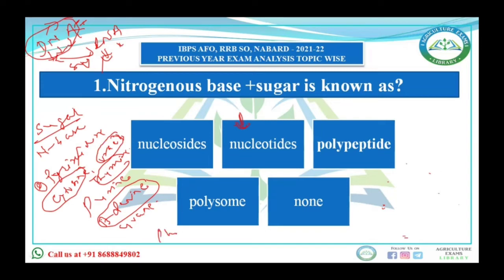When sugar joins with the nitrogenous base, they form nucleosides. When the phosphate group gets attached to the nucleosides, it forms nucleotides. But our question is restricted to nitrogenous base plus sugar. Then the answer will be nucleosides.